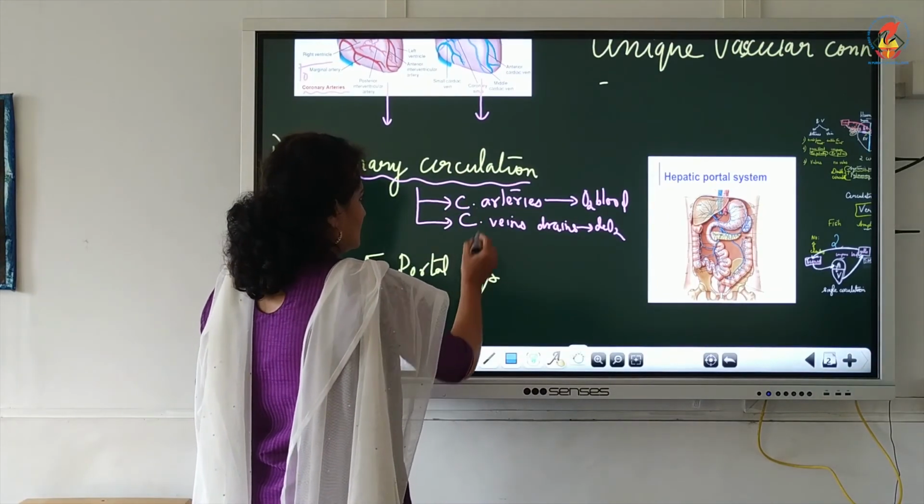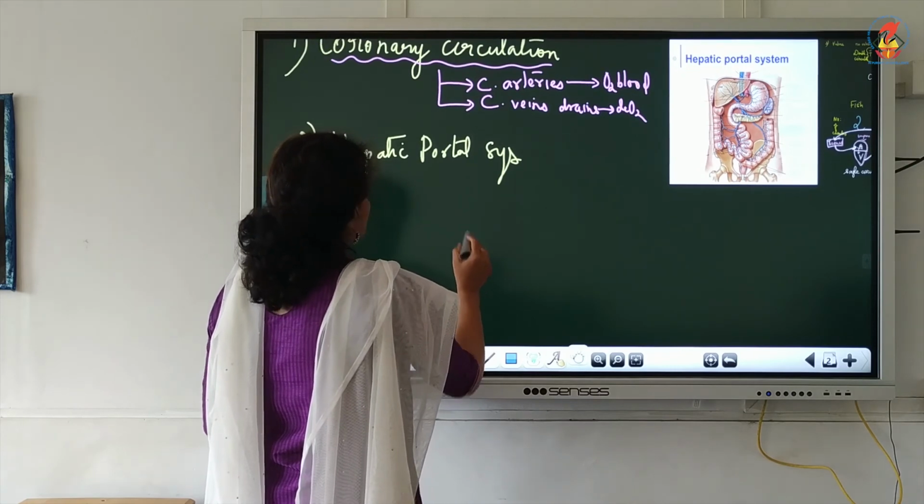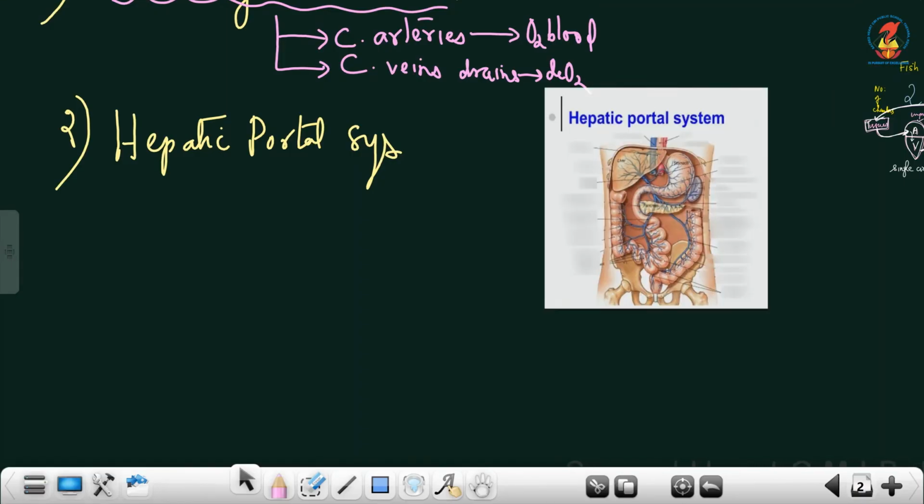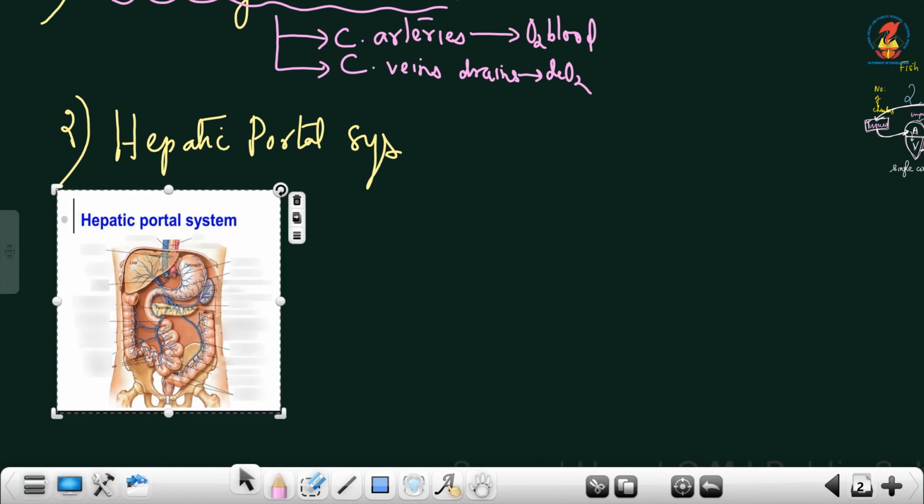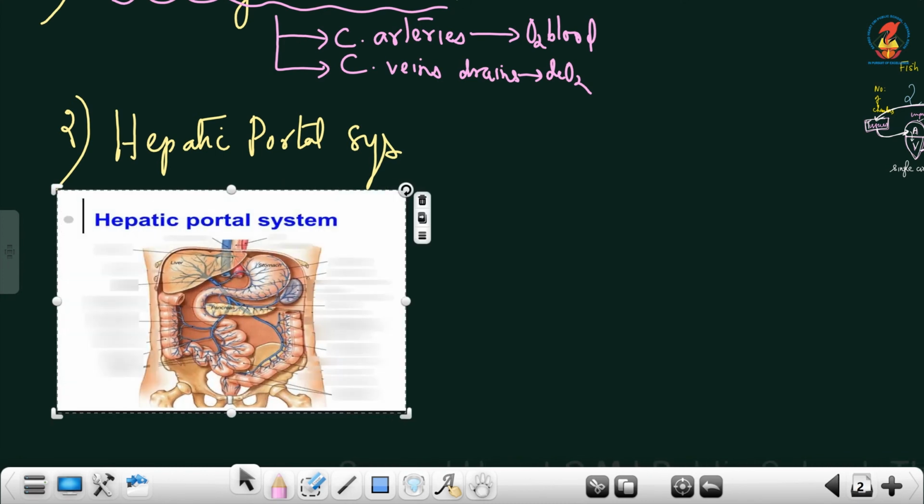Next, the unique vascular connection is the hepatic portal system. This also I am depicting with the help of a picture.